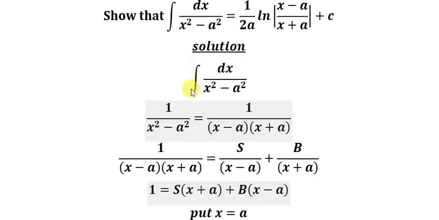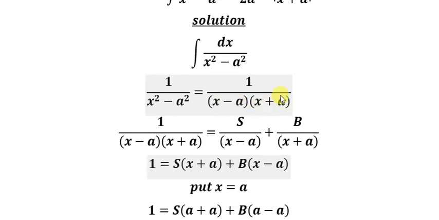That is, rewrite the integral of 1 over x squared minus a squared with respect to x. Now, take note that x squared minus a squared is a difference of two squares because we have the square of one entity minus the square of another entity. So we can rewrite it in the form 1 over x minus a times x plus a.